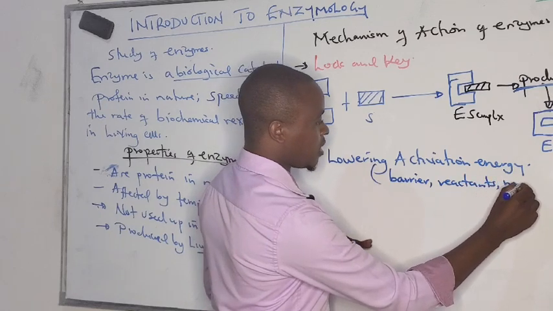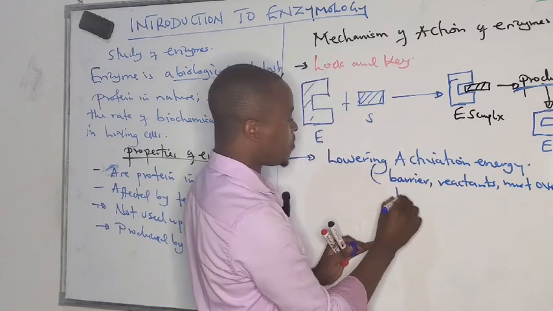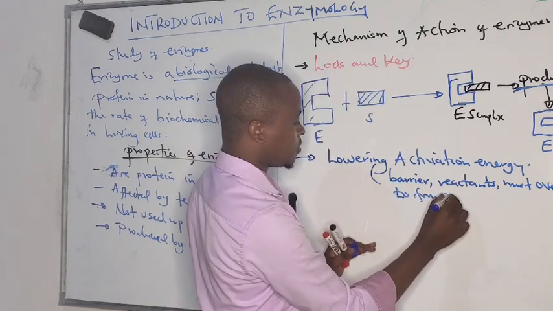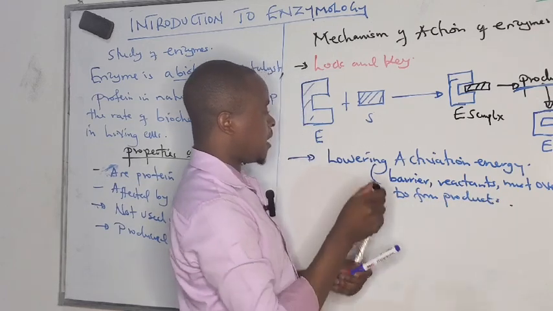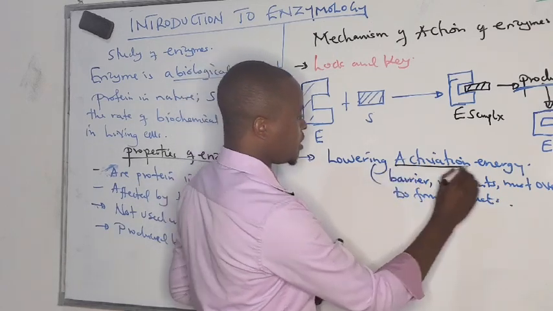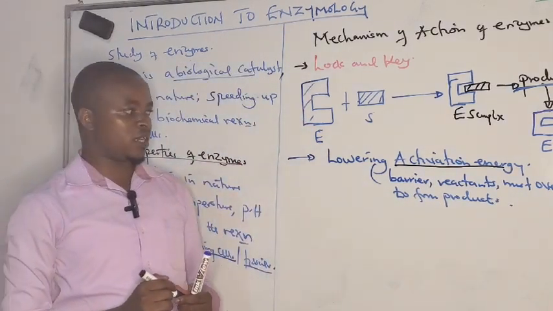The barrier which reactants must overcome to form products. So this is what we are calling that they act by lowering activation energy. They act by lowering activation energy.